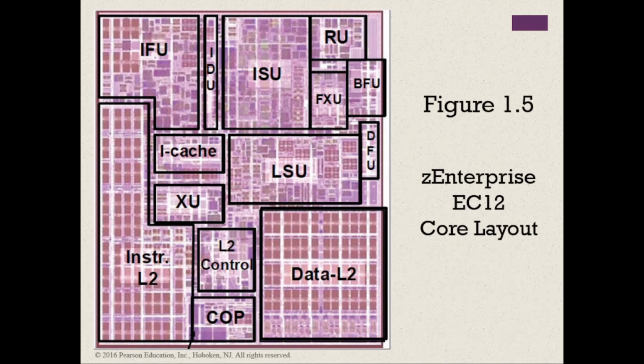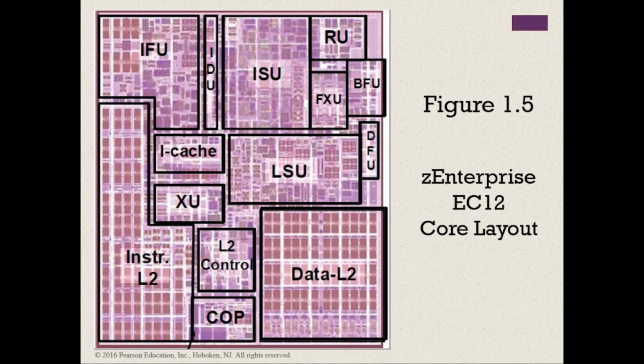Next we have the COP, or the dedicated coprocessor. The COP is responsible for data compression and encryption functions for each core, the COP, or the coprocessor. And then we have also the iCache. This is a 64 kilobyte L1 instruction cache, allowing the IFU to prefetch instructions before they are needed, the iCache.